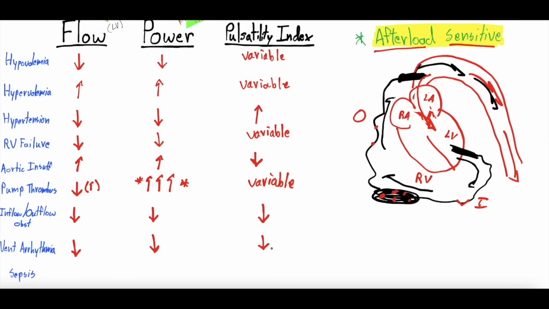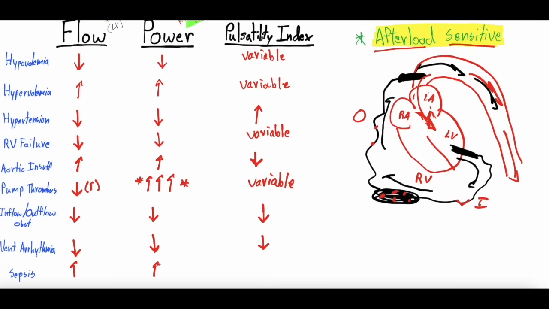Okay, last but not least, sepsis. This one is a little bit trickier, because we said preload dependent, afterload sensitive. Well, in sepsis, our systemic vascular resistance drops, right? We vasodilate in sepsis, so the afterload is going to decrease. The heart is squeezing against less afterload. So if we're afterload sensitive and we have vasodilation, what's going to happen to our flow and power? Our flow is going to go up, and our power is going to go up. They follow each other. So less afterload because we're vasodilated, increased flow, increased power.